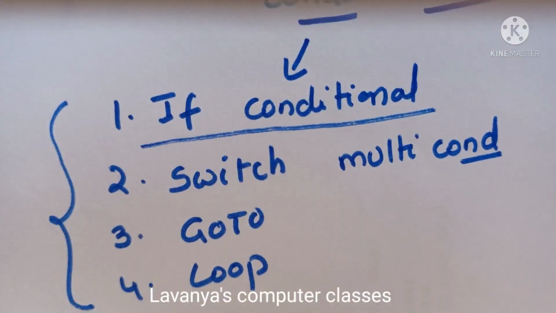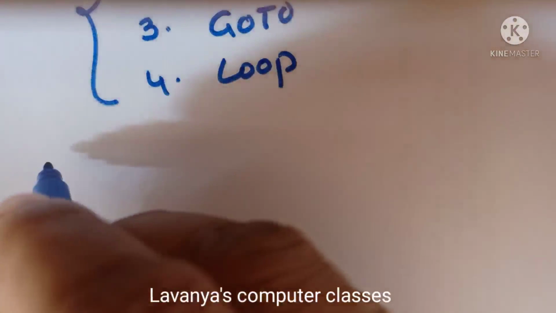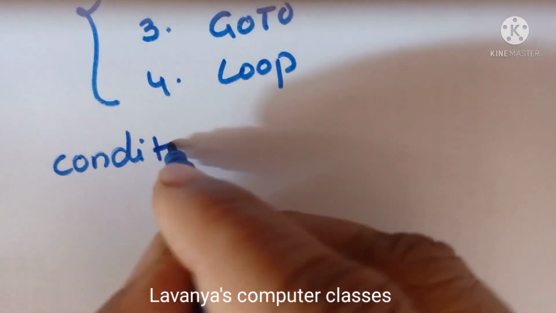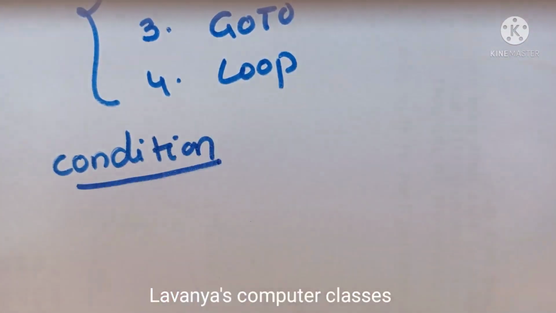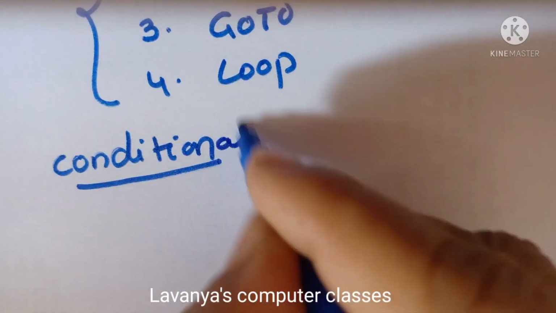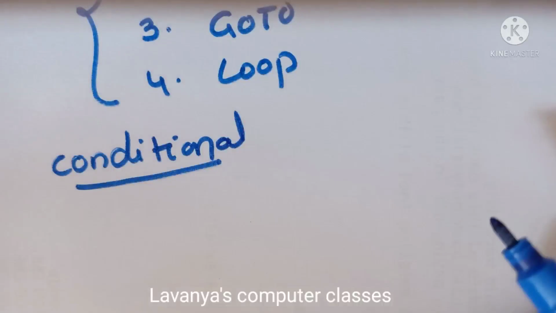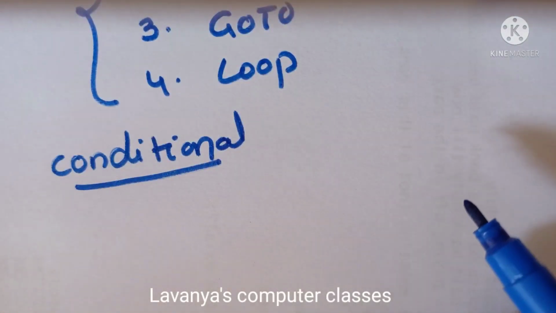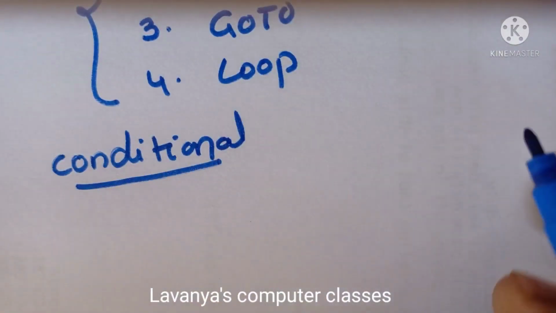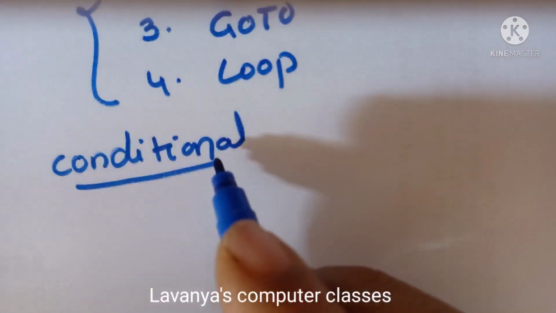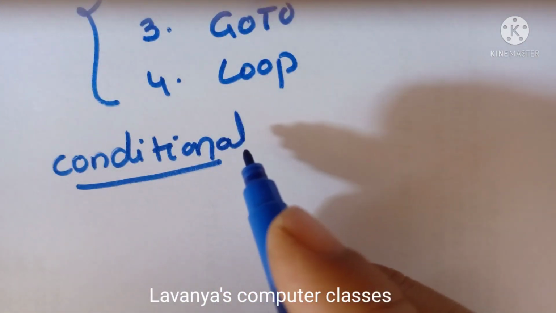So what is a conditional statement? The name itself says it: conditional statements are used for checking conditions. According to that condition, which part will be executed and which will not be executed. All of this is explained through these conditional statements.